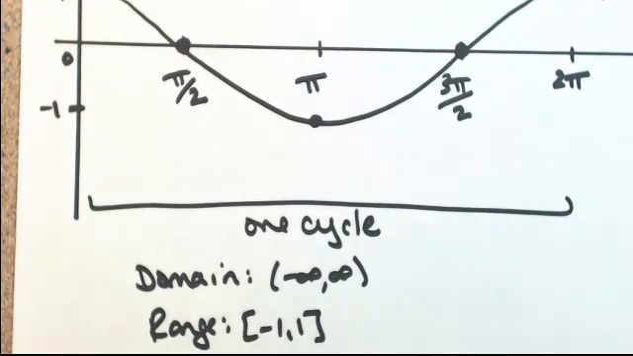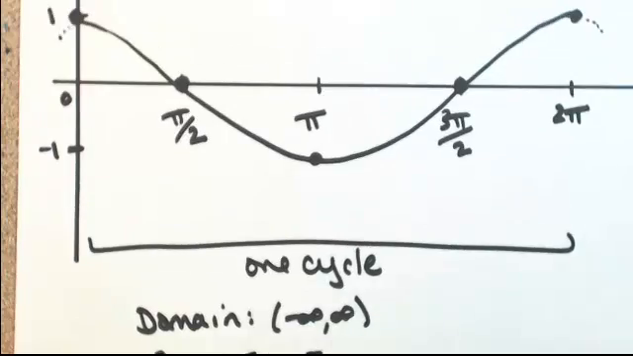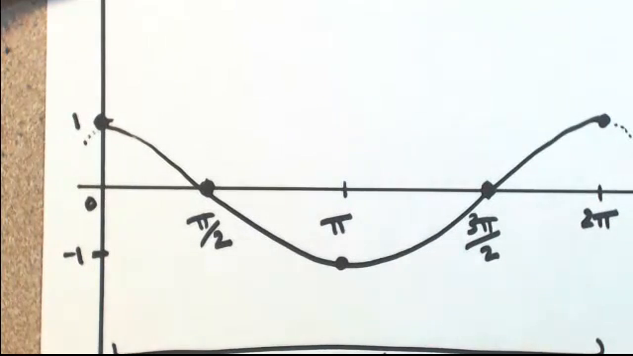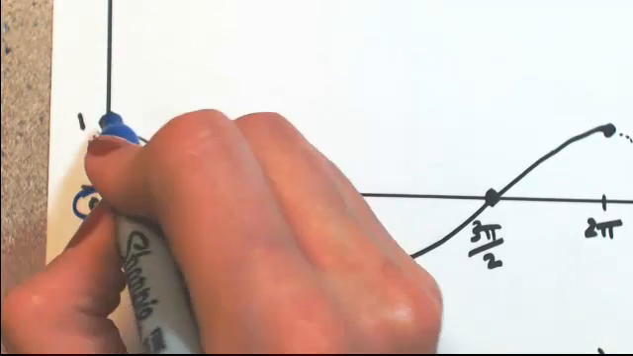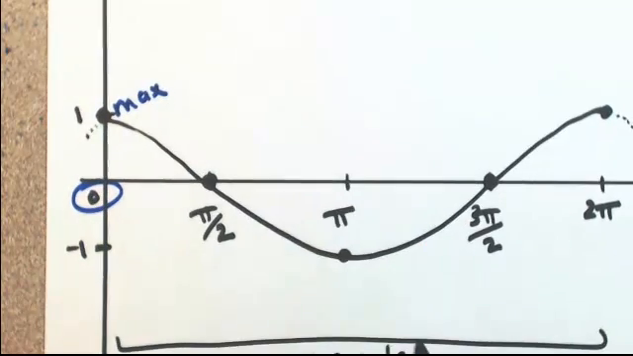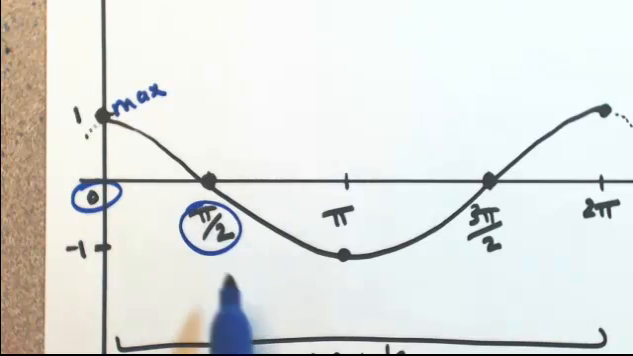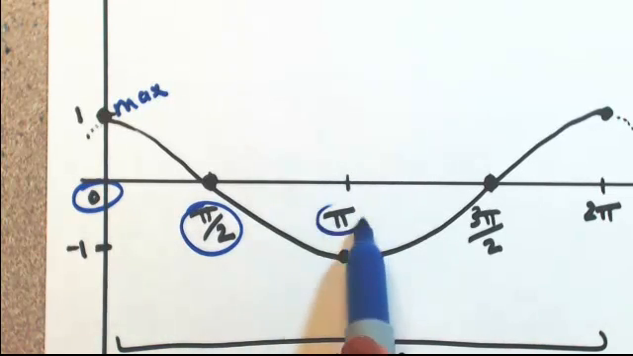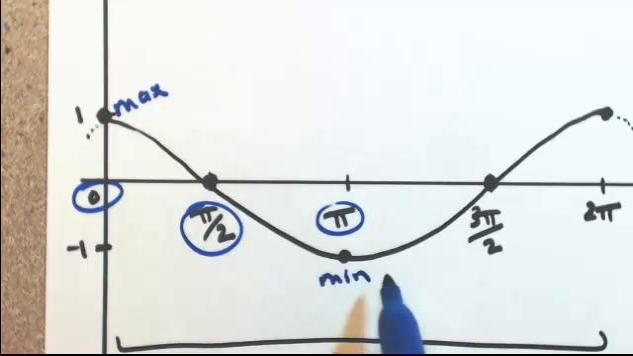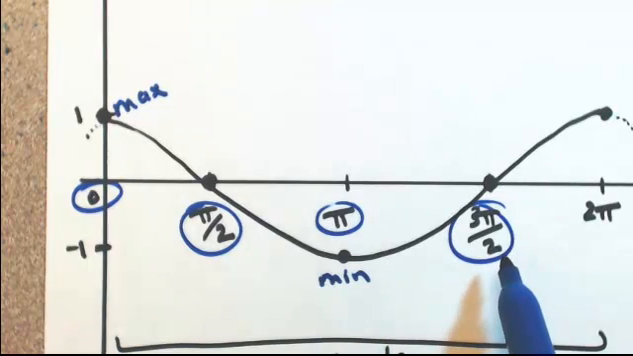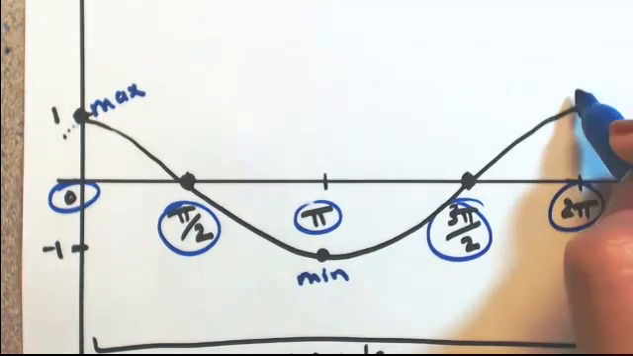The third thing to note is the pattern of the cosine function. So the first thing we have here is a max. So let me circle the values here. At 0 we have a max. At the next one we have an x-intercept. And then at pi we have a min, followed by another x-intercept, ending at a max.